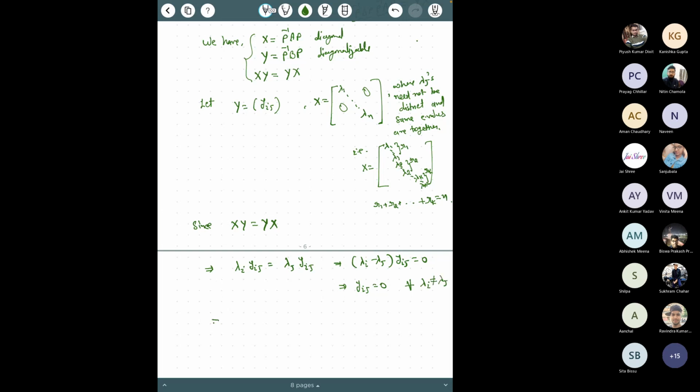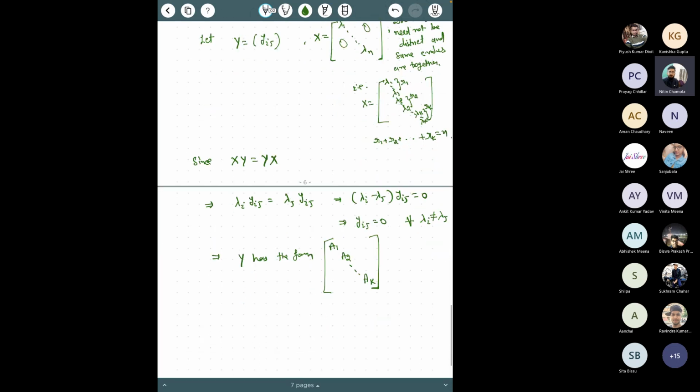So that means Y has this form: it would be of the form A1, A2, and so on up to Ak along the diagonal. This is your Y, of size n cross n, where A1 is of size r1 cross r1, A2 is of size r2 cross r2, and so on. So Ai is a matrix of size ri cross ri.